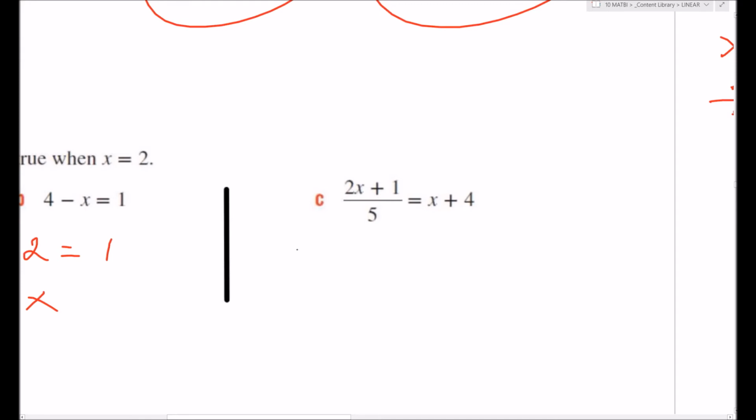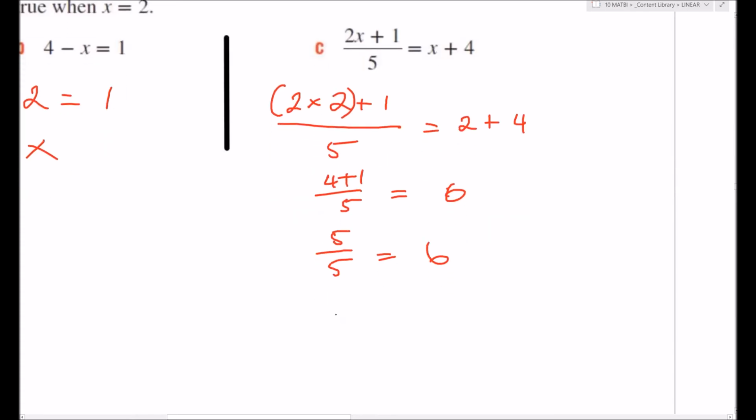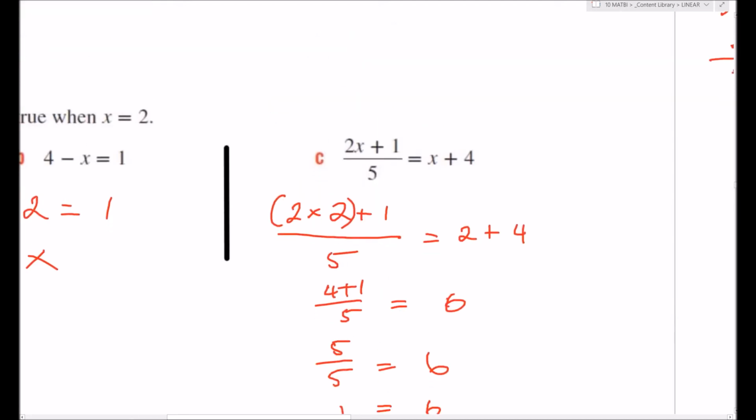So if we change that, 2 times 2 plus 1 divided by 5 equals 2 plus 4. Okay, so in this case, you've got 2 times 2 is 4 plus 1. So let's put those in brackets. 2 times 2 is 4 plus 1 over 5 equals 2 plus 4, which is 6. Now 4 plus 1 equals 5 over the 5 equals 6, and that's incorrect because 5 over 5 equals 1, and 1 does not equal 6. So that equation does not make sense. Okay, it's incorrect.